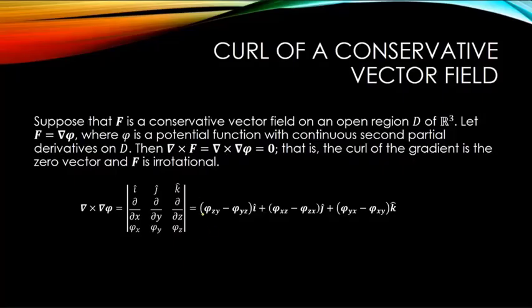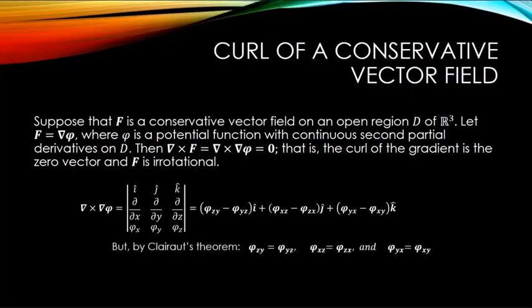This gives me phi sub zy minus phi sub yz in the i hat direction, plus phi sub xz minus phi sub zx in the j hat direction, plus phi sub yx minus phi sub xy in the k hat direction. But remember Clairaut's theorem that said that the order of integration when I'm taking a second partial derivative doesn't matter, so that phi sub zy is equal to phi sub yz, and so on. So this tells me that del crossed with del phi is going to equal 0.